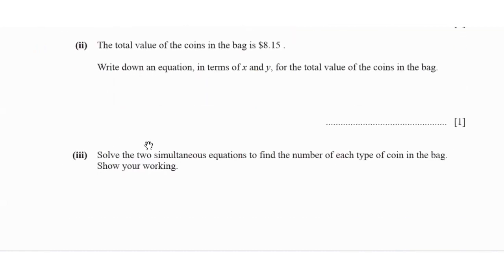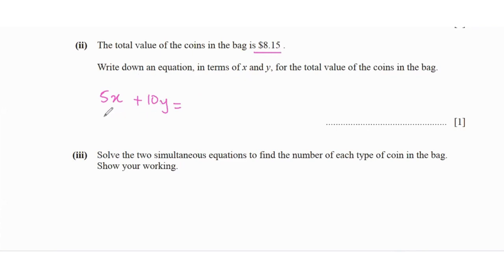Then the total value of the coins in the bag is 8.15. Write down an equation in terms of X and Y for the total value of the coins in the bag. So now we'll do 5X because 5-cent coins are X number and 10-cent coins are Y number. So 5X plus 10Y equals the value, which is $8.15.